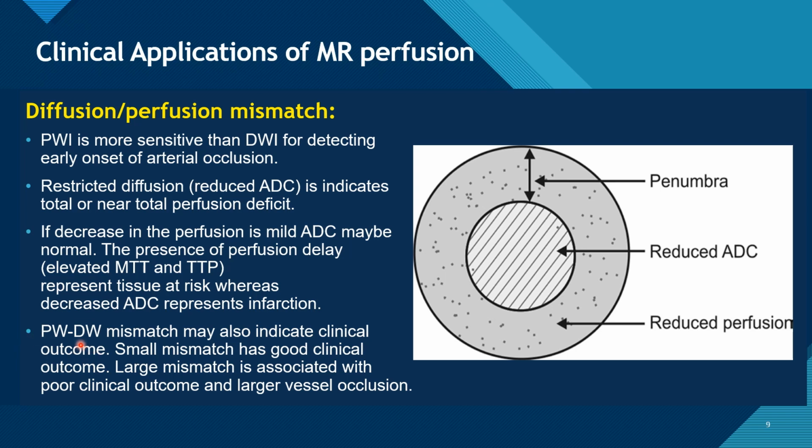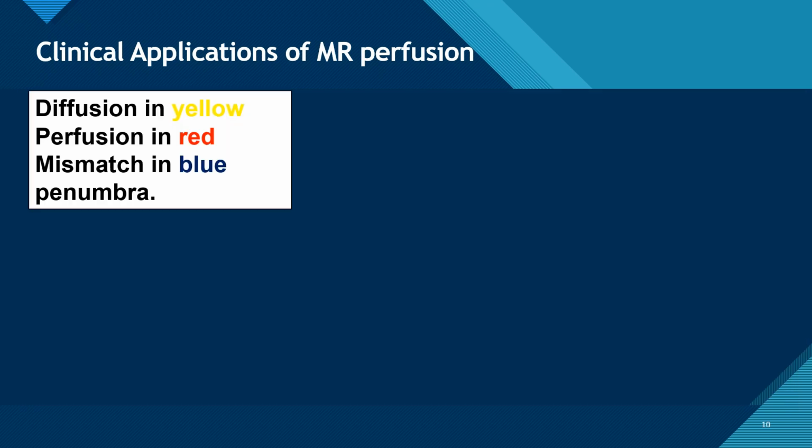The area of perfusion-diffusion mismatch is also indicative of clinical outcome. So if we have a small area of ADC and a large penumbra, this might be associated with a poor clinical outcome if this patient is not rapidly managed. However, if we have a large ADC with small penumbra, this might mean that this patient will have a much better outcome. But this all depends on how rapidly we manage our patient. So let's see this with some images.